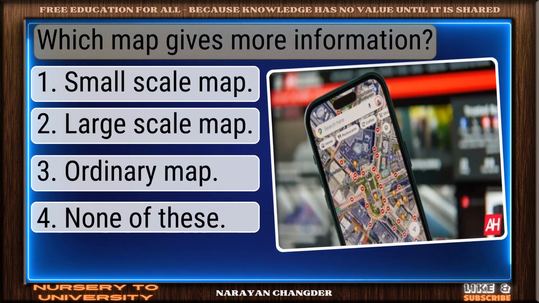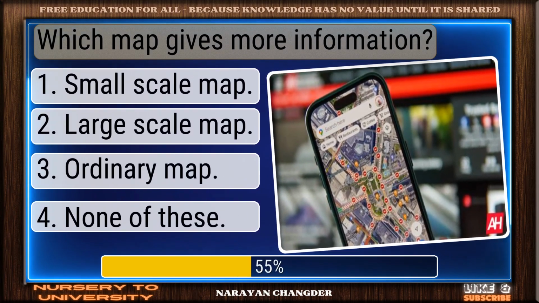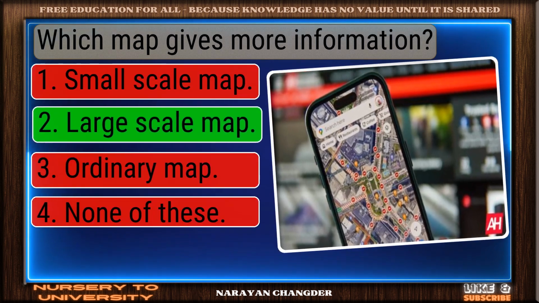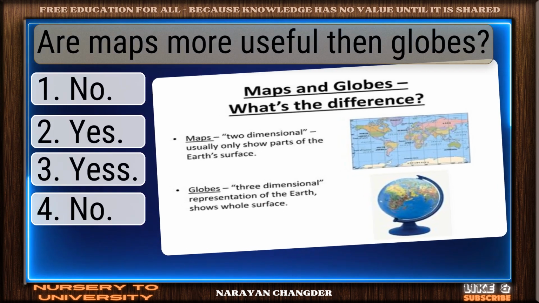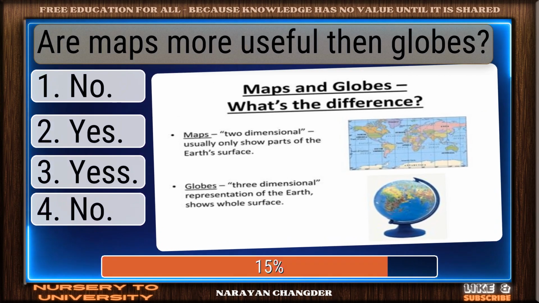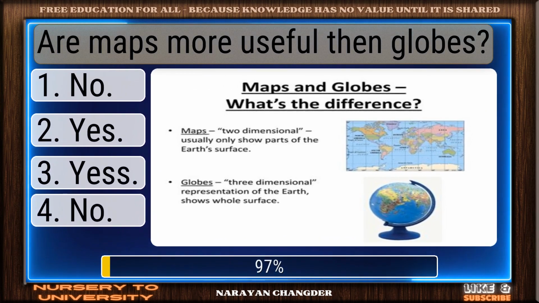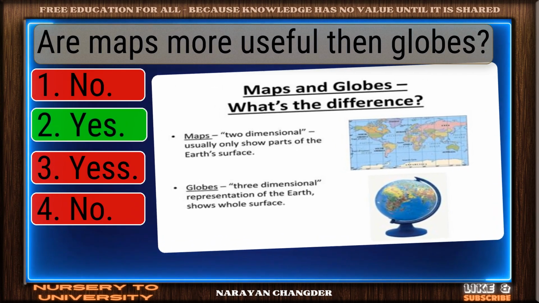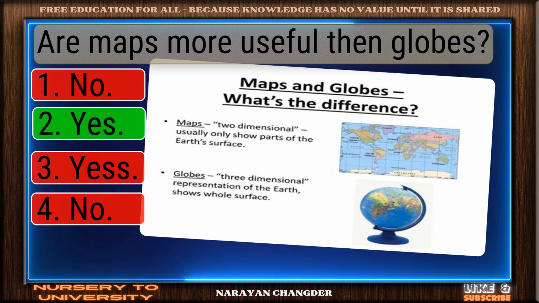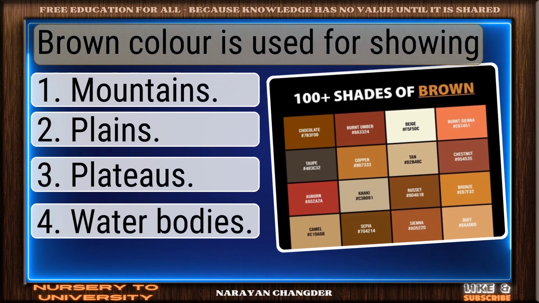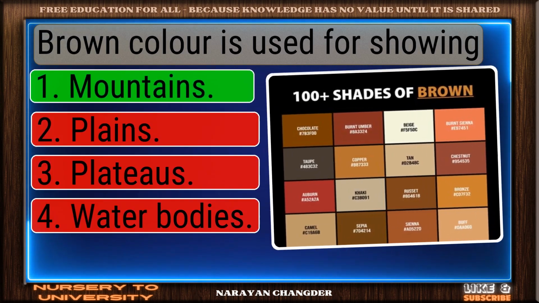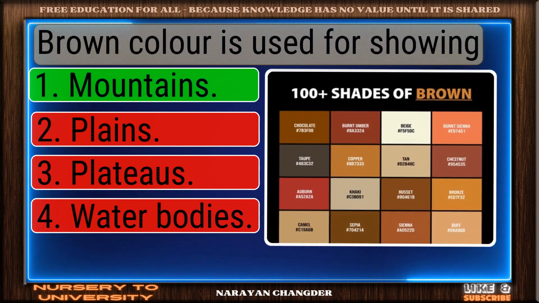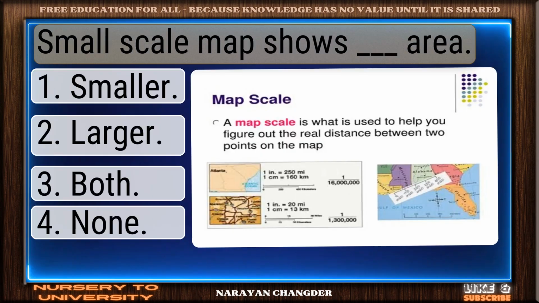Which map gives more information? Right choice. Large-scale map is the best answer. Are maps more useful than globes? Great thinking. Yes is the right choice. Brown color is used for showing. Good job. Your answer, mountains, works well here.